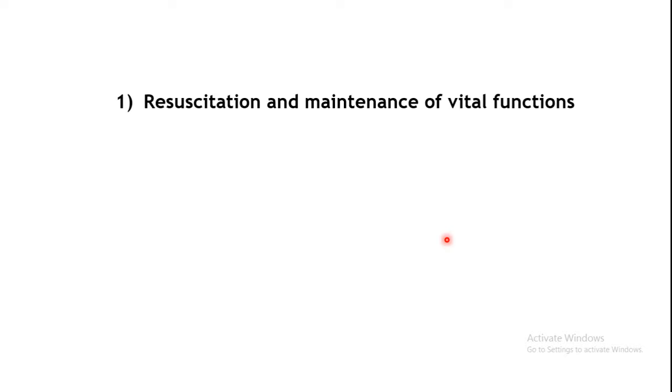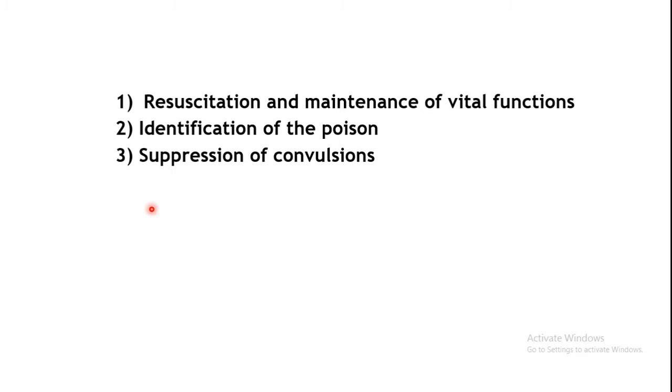Now let us come to the first measure which is supposed to be taken for the management of poisoning, that is resuscitation and maintenance of vital functions. This is the first aspect which you should look into when a poisoning has taken place. Secondly, the identification of the poison is also very important. If you know what exactly is the substance causing the poisoning or toxicity, it becomes very easy for you to consider what treatment is supposed to be given to that person. Then the next measure is suppression of the convulsions, if at all convulsions have been induced by that particular substance. Then fluid and electrolyte therapy: in case fluid and electrolyte imbalance has taken place, you can correct it with the help of this therapy.